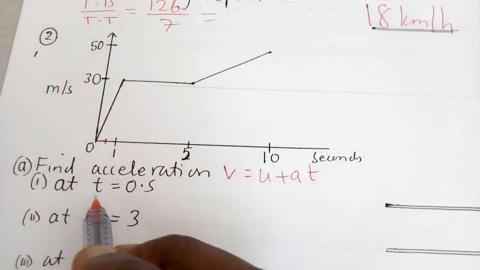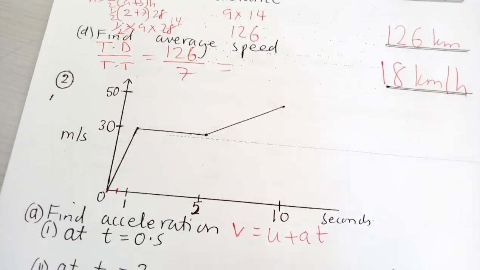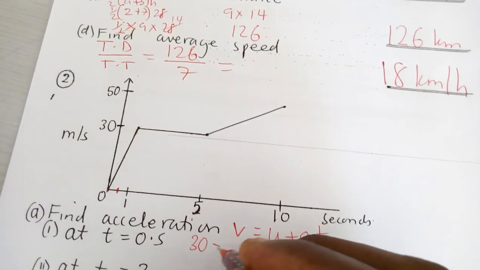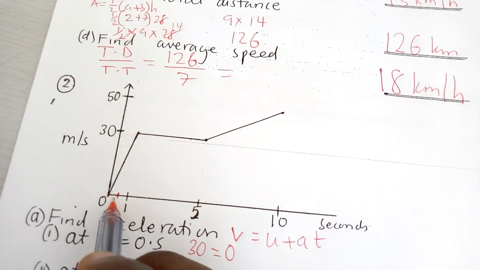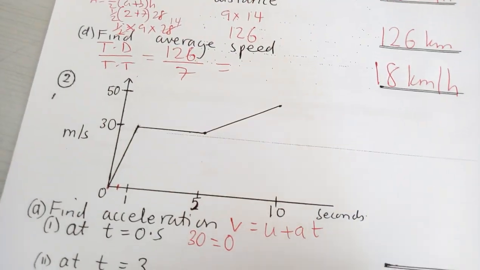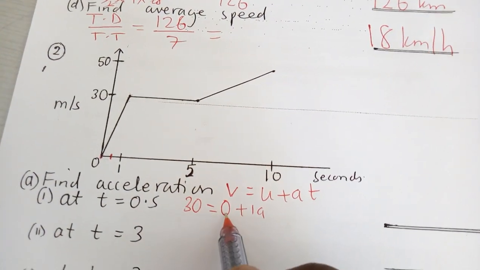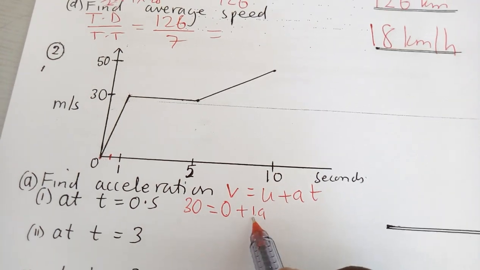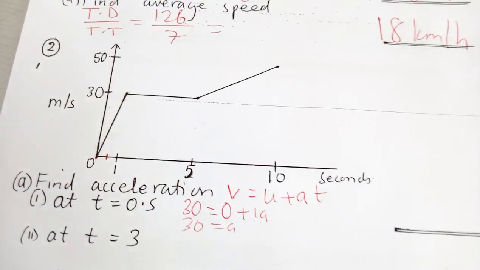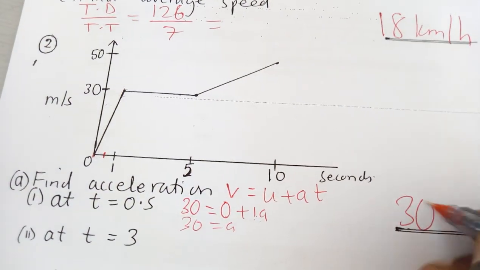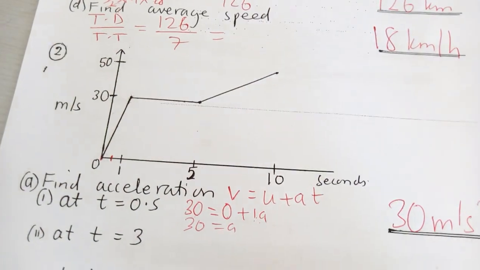So here, we shall start at 0 and we shall end at 30, meaning our end point is 30, our starting point is 0, but the total time for this whole acceleration is 1. So it will be 0 plus 1 AT. Remember, 0 plus 1 is 1. So our 30 is automatically the acceleration. So our acceleration will be 30 meter per second square.